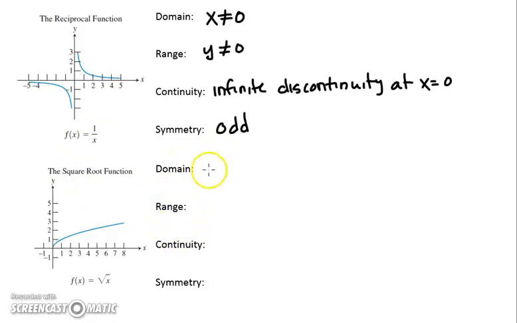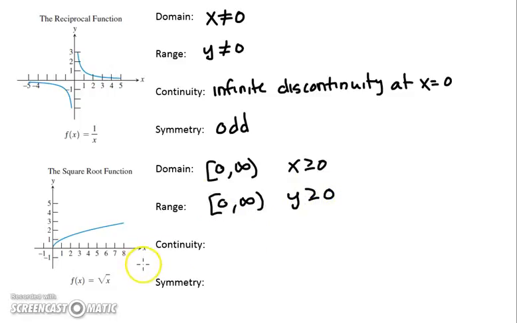Square root function, the domain is going to be everything from 0 to infinity, or if you want to say x is greater than or equal to 0. Range is also 0 to infinity, or y is greater than or equal to 0. It's continuous over its entire domain. Not negative infinity to infinity, because we can't go toward negative infinity, but everything on its domain is going to be continuous, and it has no symmetry. So it's not even, it's not odd.